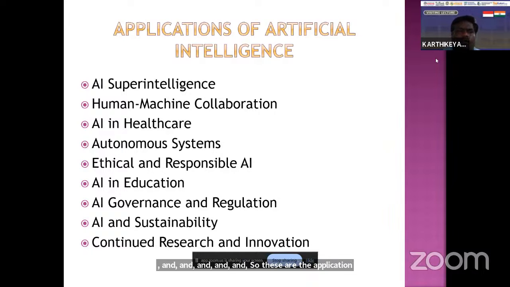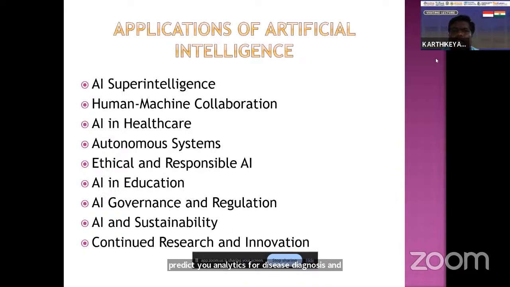The first one is AI in healthcare. AI in healthcare is improving diagnosis, personalized treatment plans, and patient care. These applications include medical imaging analysis and predictive analytics for disease diagnosis and prognosis.